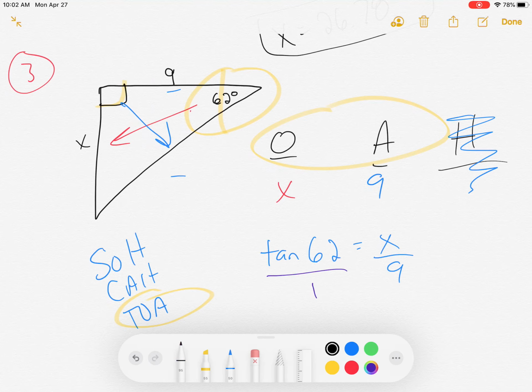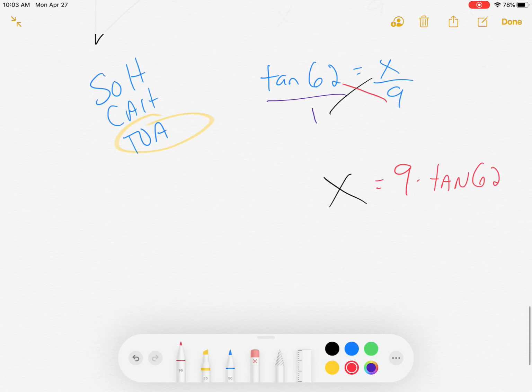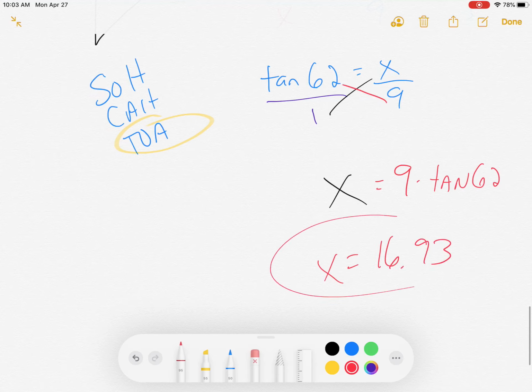Same trick, put this over 1. Cross multiply. 1 times x is x equals 9 times the tangent of 62. Go to your calculator, clear everything out. AC, middle row on the bottom. 9 times tangent, top row, third one in, of 62 equals 16.926, so x equals 16.93.